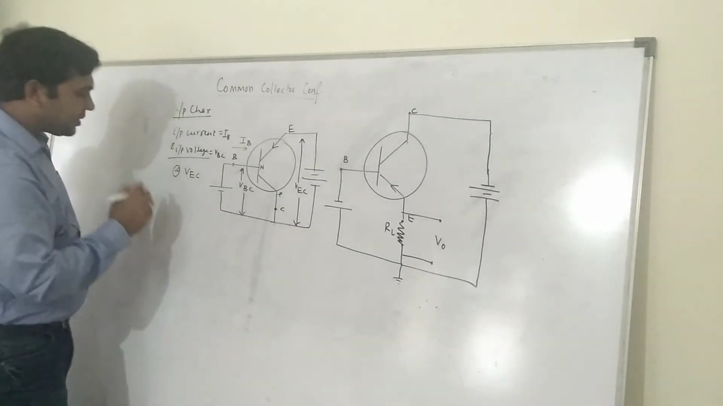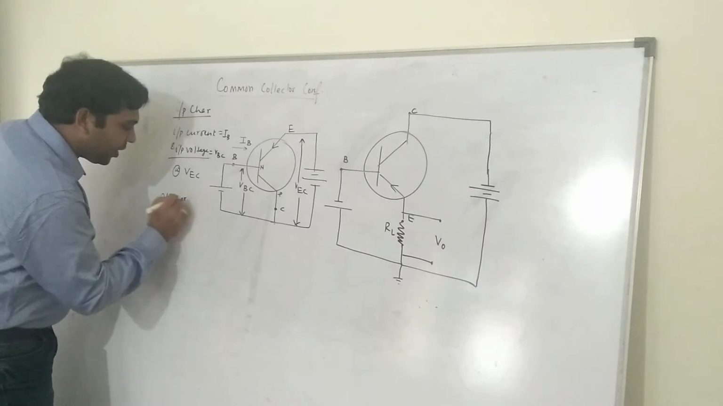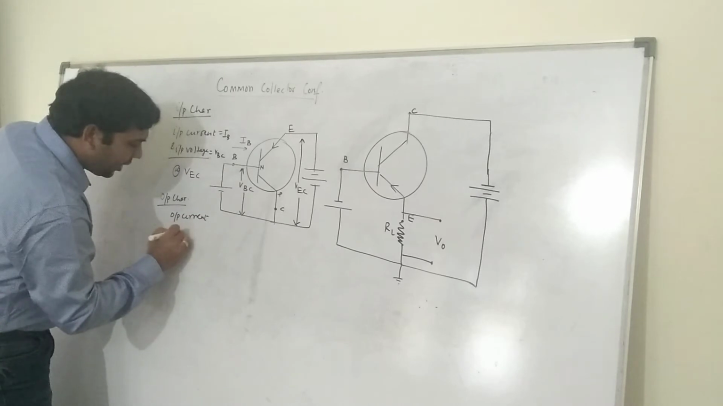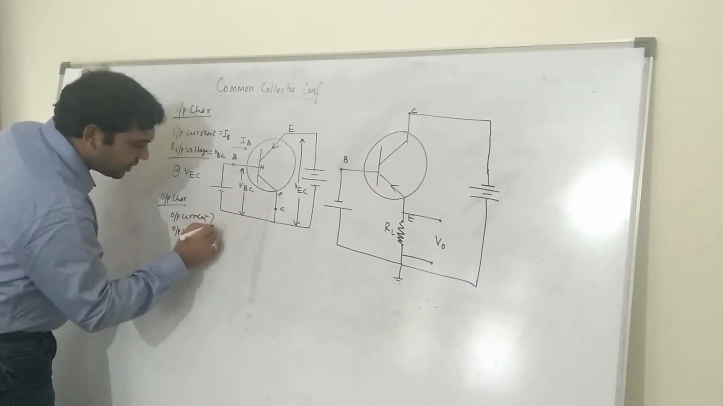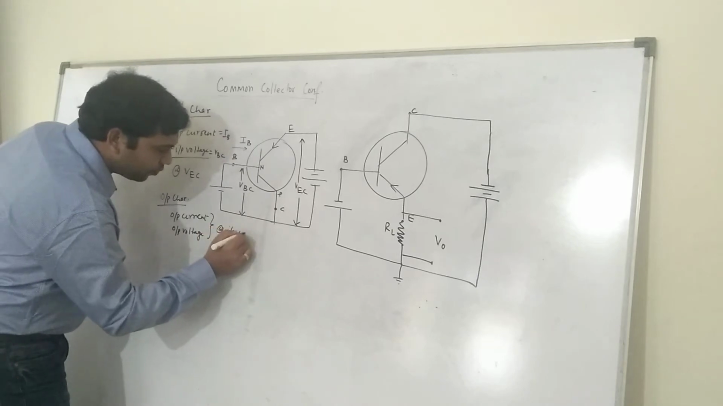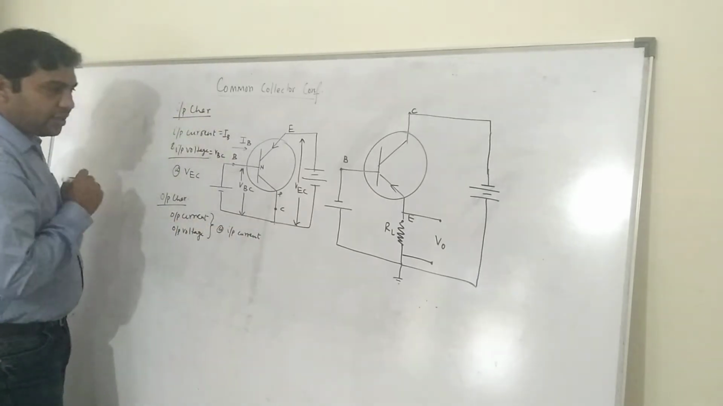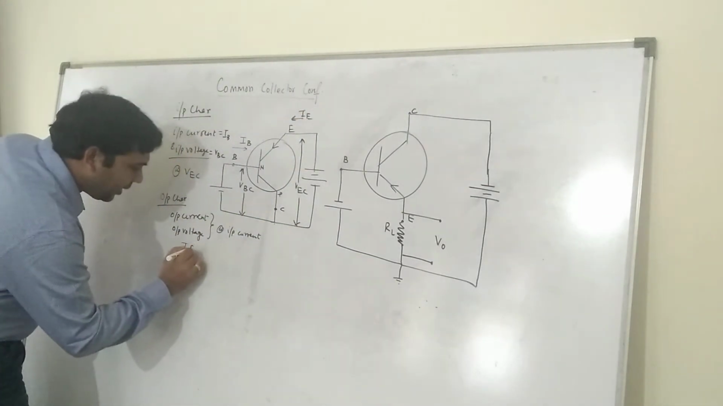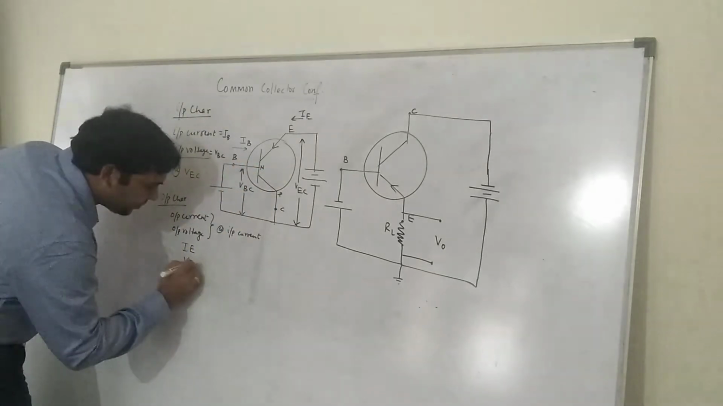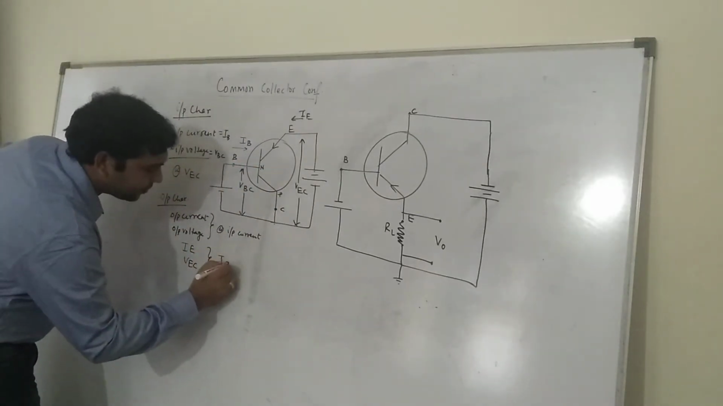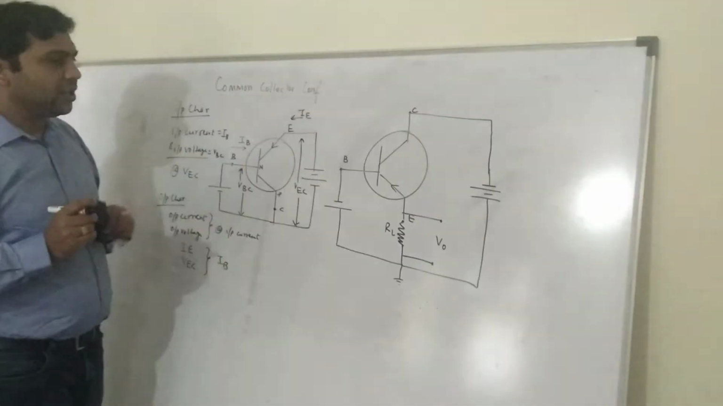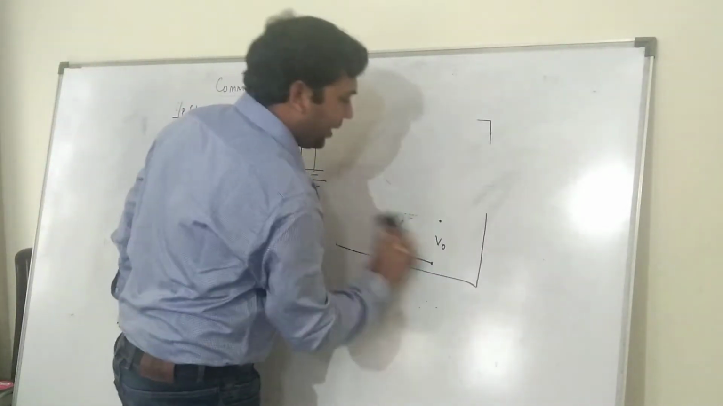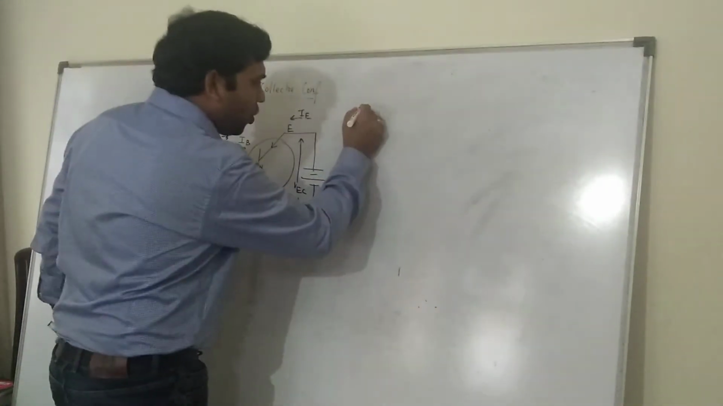What about the output characteristics? The output characteristics will be between output current and output voltage, at constant input current. What is the output current? The output current is IE, the output voltage is VEC, at constant IB. This is how we need to draw the characteristics of common collector configuration. So let's first draw the output characteristics of common collector.